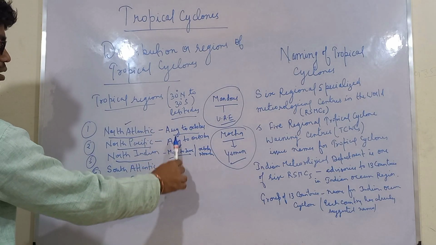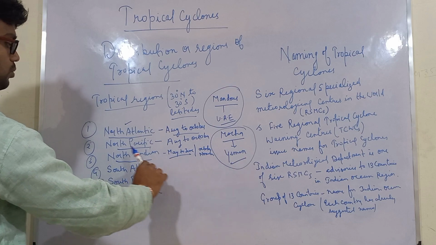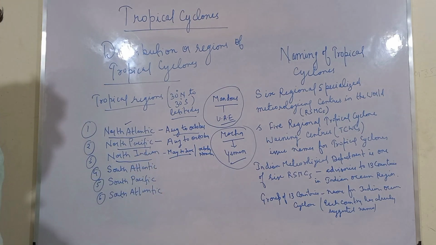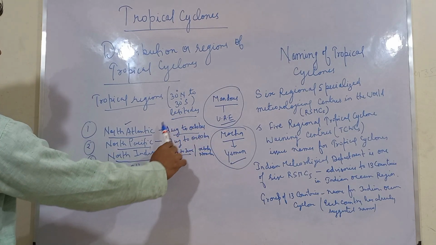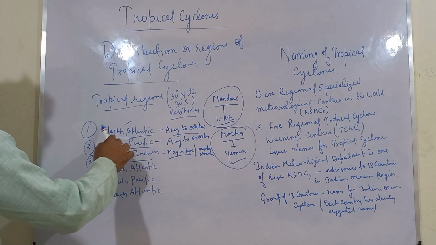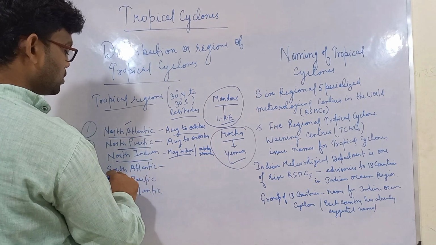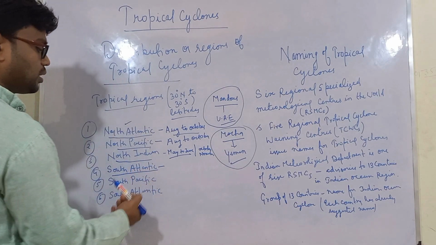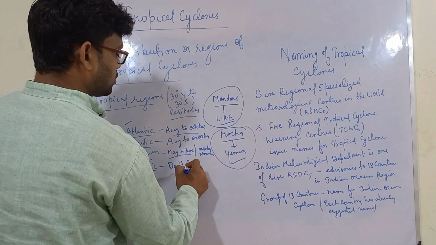So remember these three things: for North Atlantic, August to October; for North Pacific; and for North Indian, May to June and October to November. These are the months or the periods we can find the tropical cyclones in this region. Now we will come to South Atlantic. Now see, South Atlantic portion, generally we don't find any cyclone.